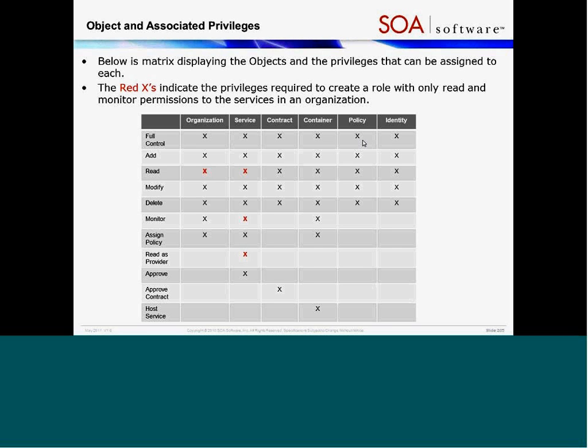You look then at this matrix, and you look at the red X's. These would be the privileges required to create a read-only role that would allow a user to monitor services within an organization. Okay, so we need access to two different objects, and four different privileges need to be set: the organization, read on the service, monitor the service, and read as a provider on the service. I'm actually going to set that up so that you can see how you can create various different roles.